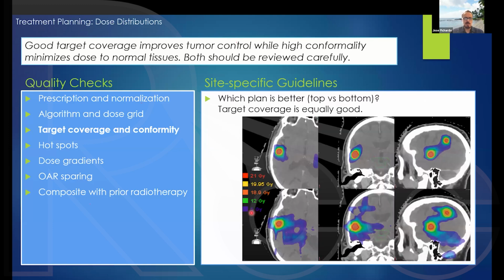Here you have some SFRT plans. There's two of them, one at the top, one at the bottom. In both of these plans, the target coverage is very good. But you see the problem, right? The bottom plan has a lot of dose spilling out of the targets, while the top plan is very nicely conformal. All right, just something to consider. The way this happens is no rings were used in the bottom plan, while rings were used in the top plan.